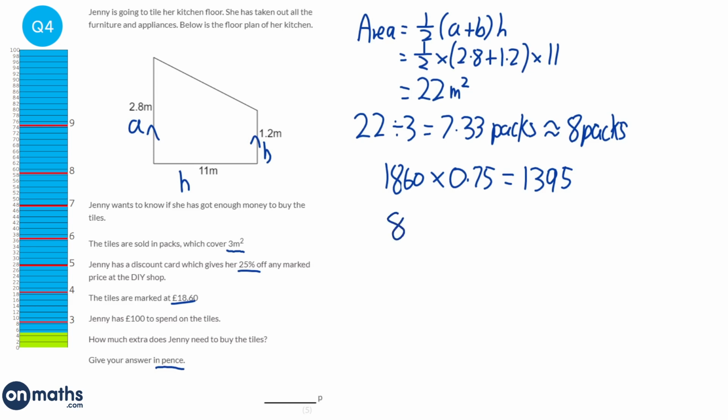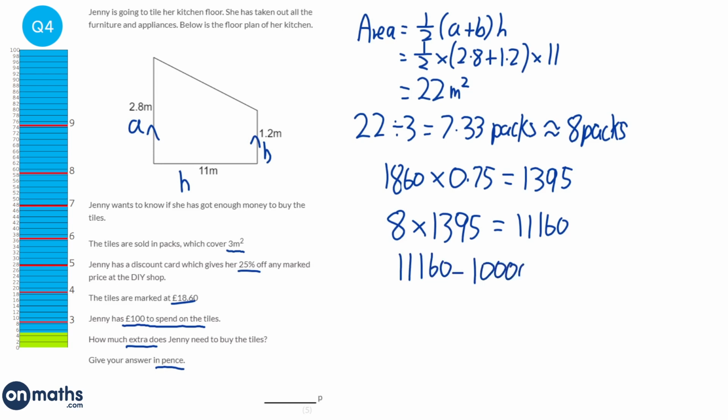And so it's going to be 8 lots of the 1,395 pence packs, which will cost in total 11,160 pence, or £111.60. But Jenny has £100 to spend, and we're asked how much extra does she need. So we're going to do the 11,160, take away the 10,000 pence that she has, which will give us 1,160 pence.